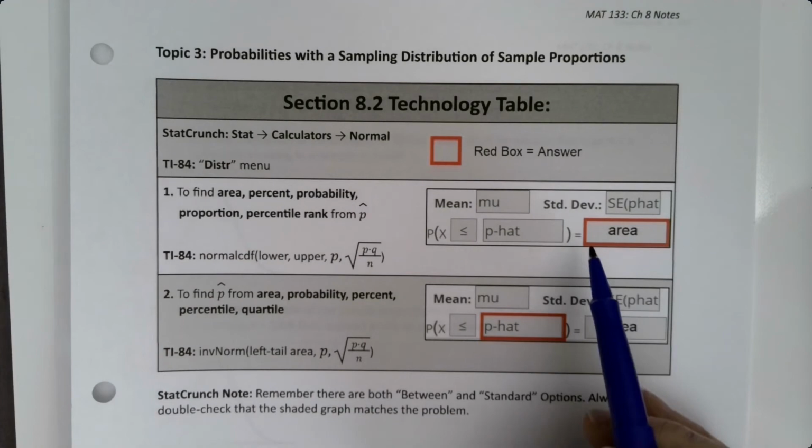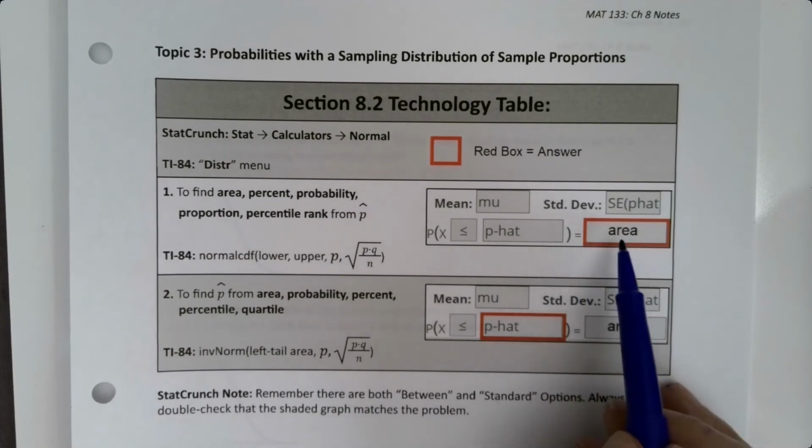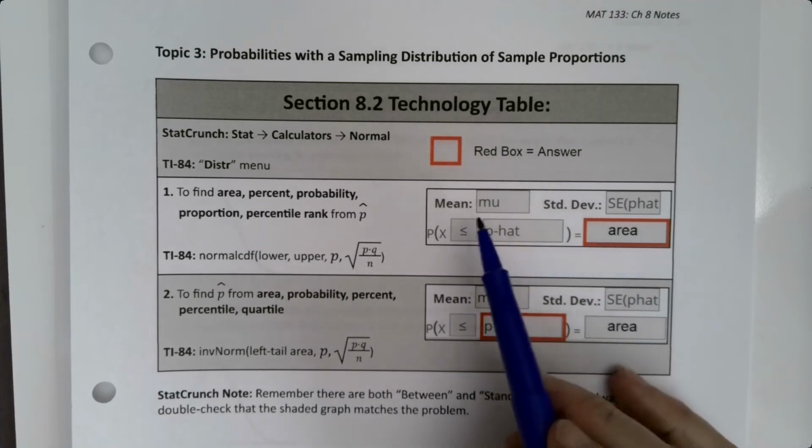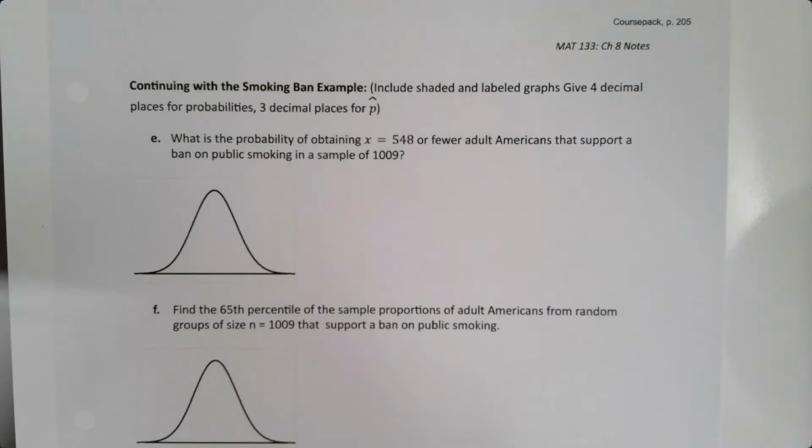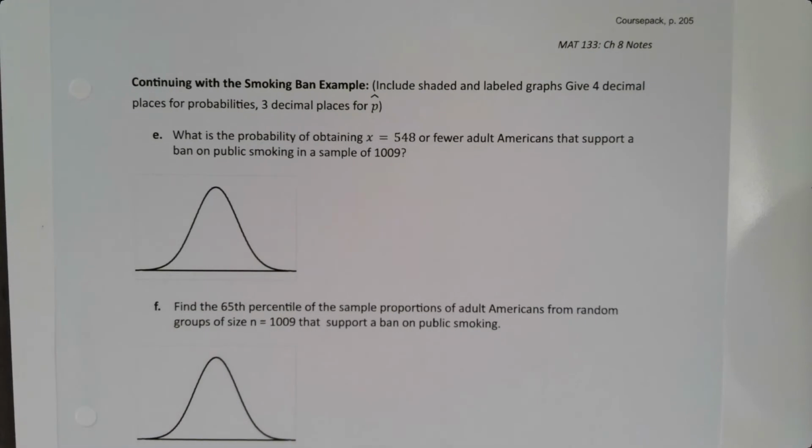So that means we're going to be looking for the area over here on the right, because the area under the curve is a probability. And that means we need a p hat. That's a little bit interesting, because they didn't give us a p hat on this problem. They gave us an x. Very sneaky. So x is a whole number. That's 548 people.